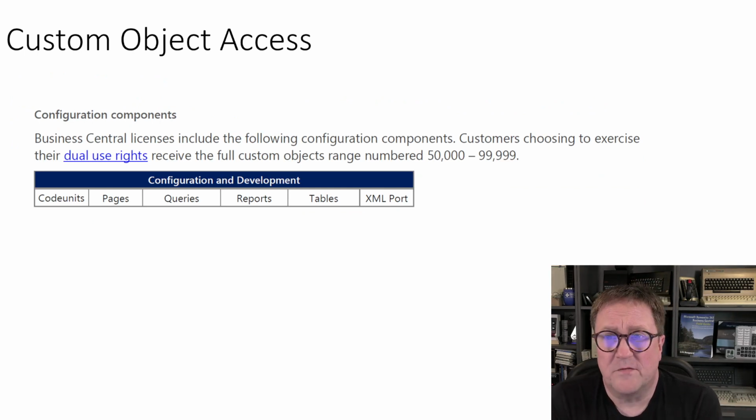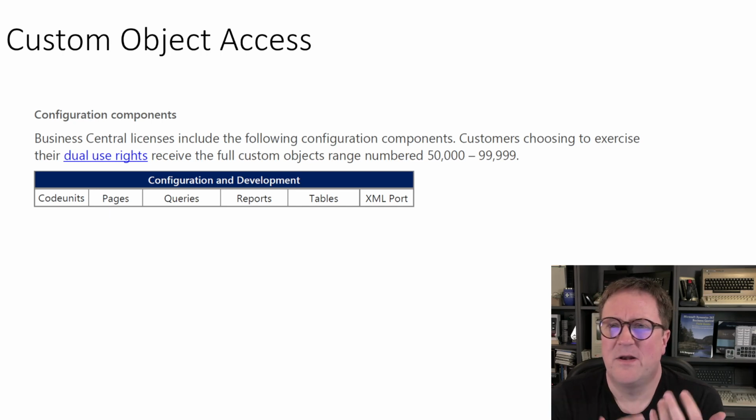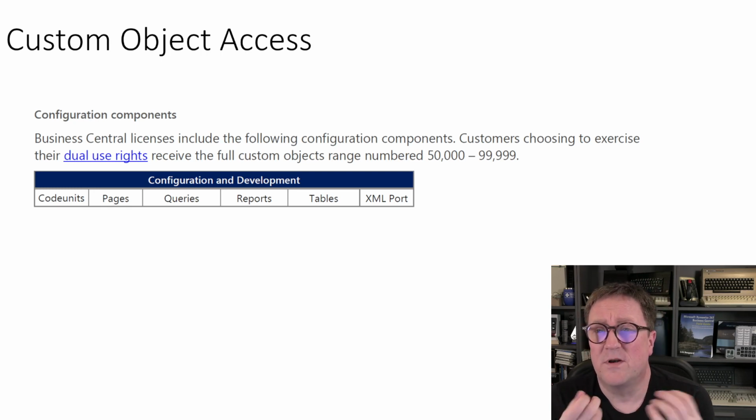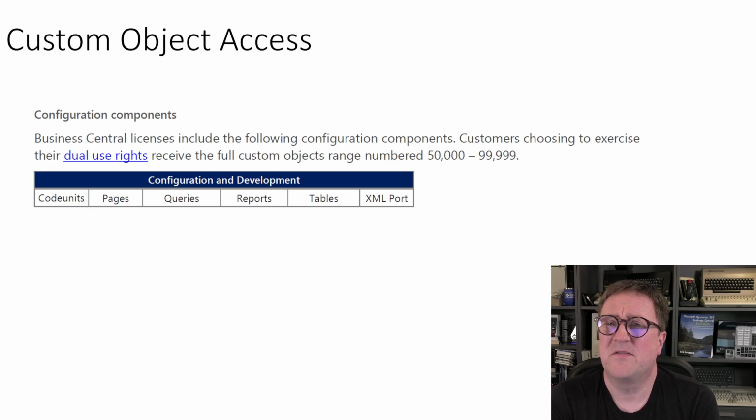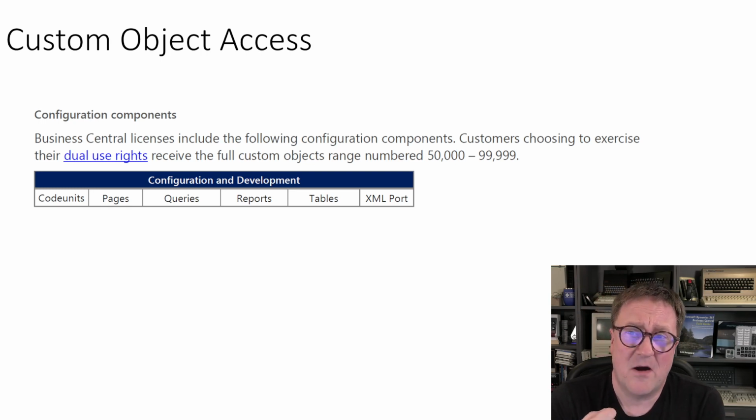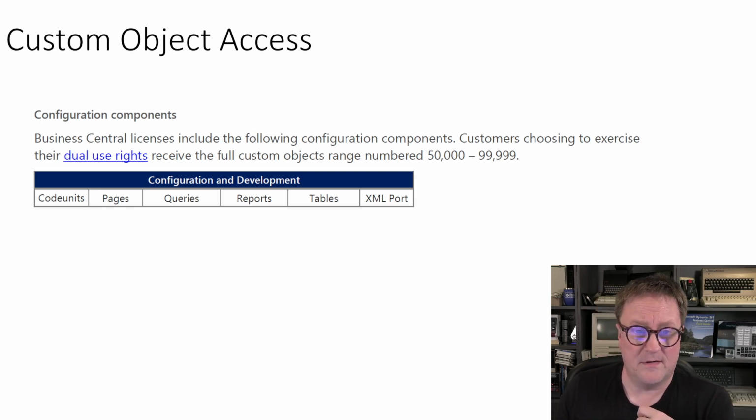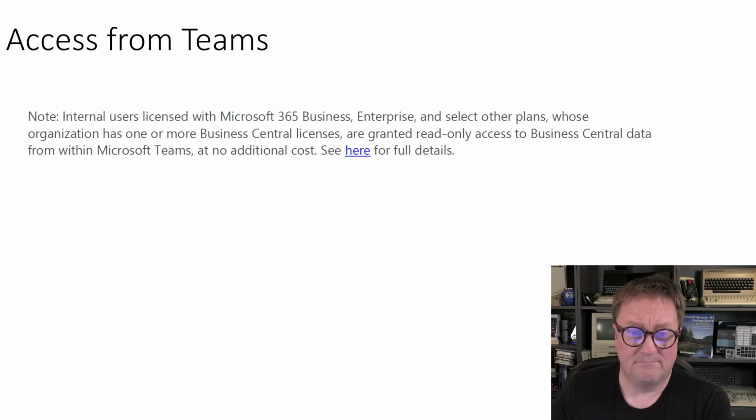Because we're also talking development, in a cloud license, you have access to use all objects between 50,000 and 99,999 for custom development. Those objects are available without any other license fees. For those who are new, why do we even mention that? We mention that because that's not how it used to be on-prem. So objects available.